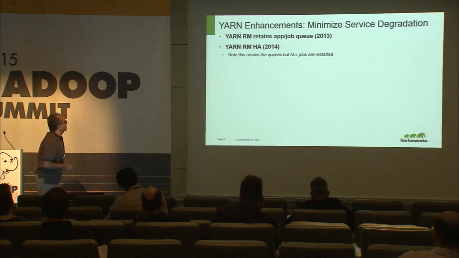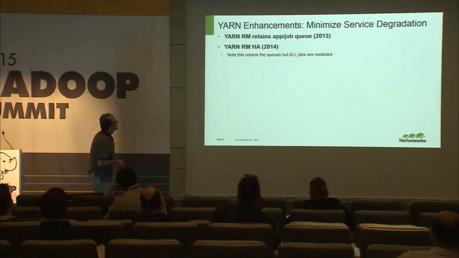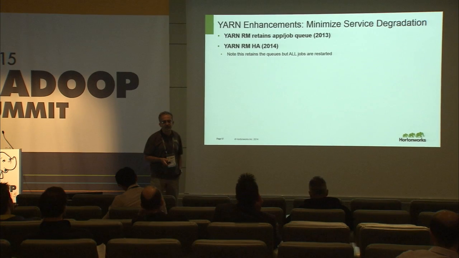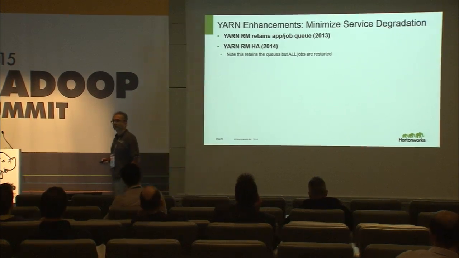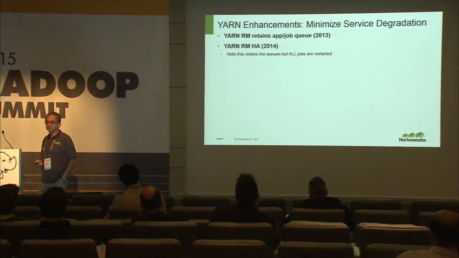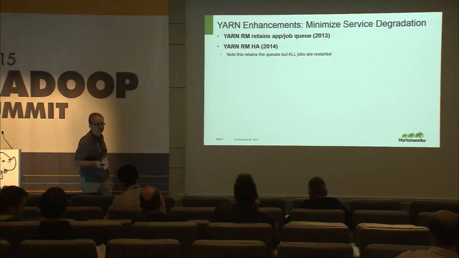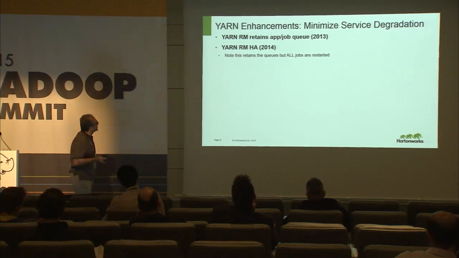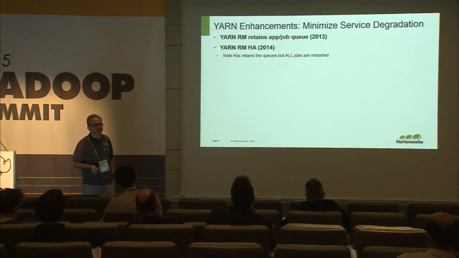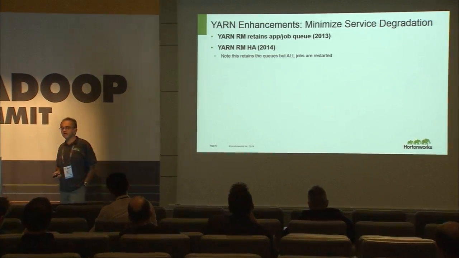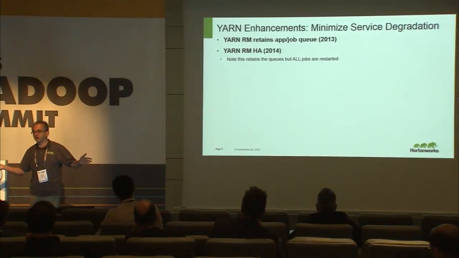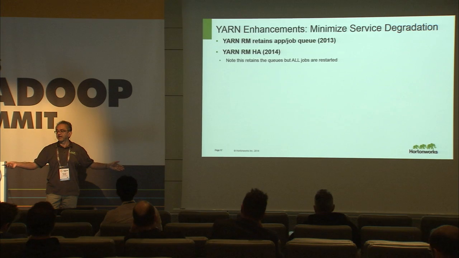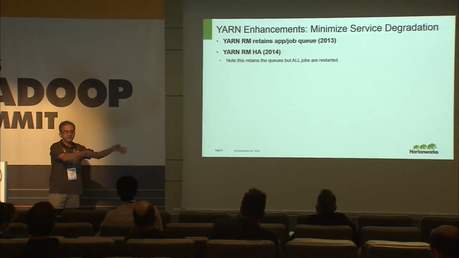So YARN RM since 2013 used to retain the application job queue. If you restarted it, it would restart all your tasks and all your jobs, okay? Yeah, a little bit painful, but not bad. And then there's, of course, the RMHA that was done in 2014. Again, it'll restart everything. But this is not good enough for rolling upgrade, because you're going to redo all that work. You're going to have a serious service degradation, and the promise of rolling upgrade is my cluster is live.